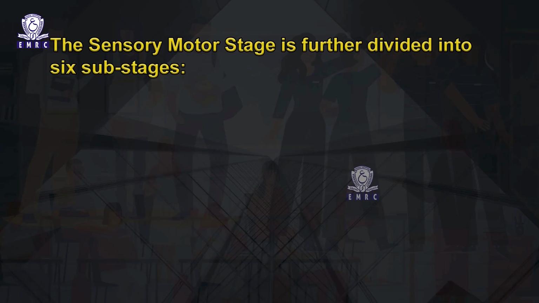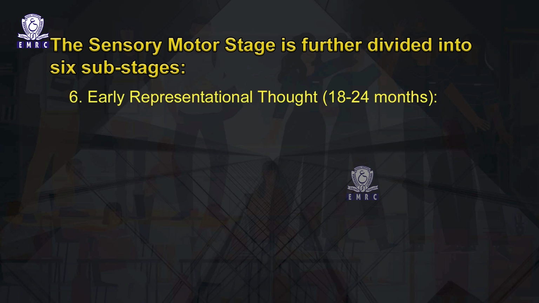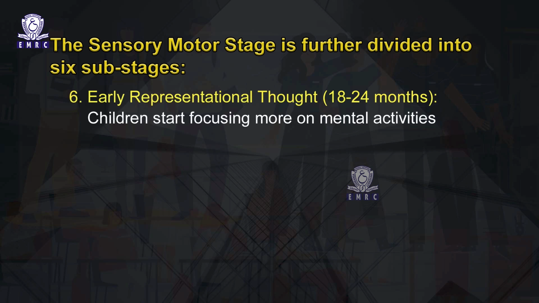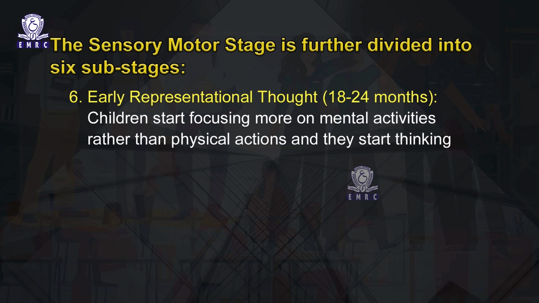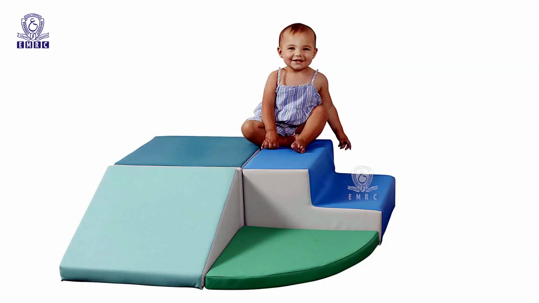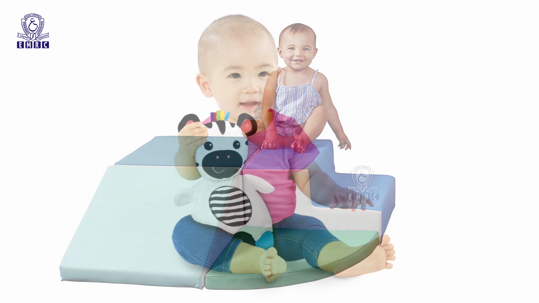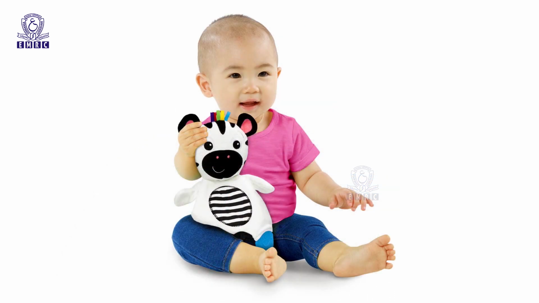Then comes the final stage here, early representational thought, which is from 18 months to 24 months. Children start focusing more on mental activities rather than physical actions, and they start thinking about objects. At this age, they show the ability to recognize object permanence. They search for a toy even if it is not in their sight.